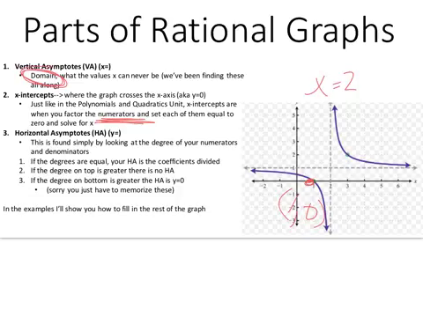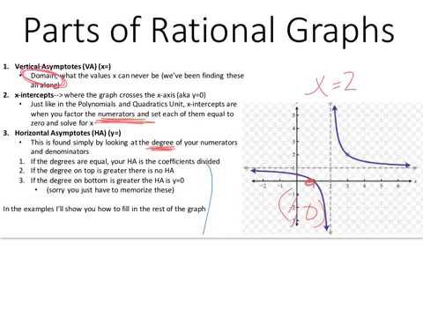And lastly, you need your horizontal asymptote, or your HA. This is found just by looking at the degree of your numerator and your denominator. So remember, like x squared plus x, that degree would be 2. 3x to the third plus 4x squared, your degree would be 3. It's your highest exponent. So if your degrees are equal, then your horizontal asymptote is the two coefficients divided.